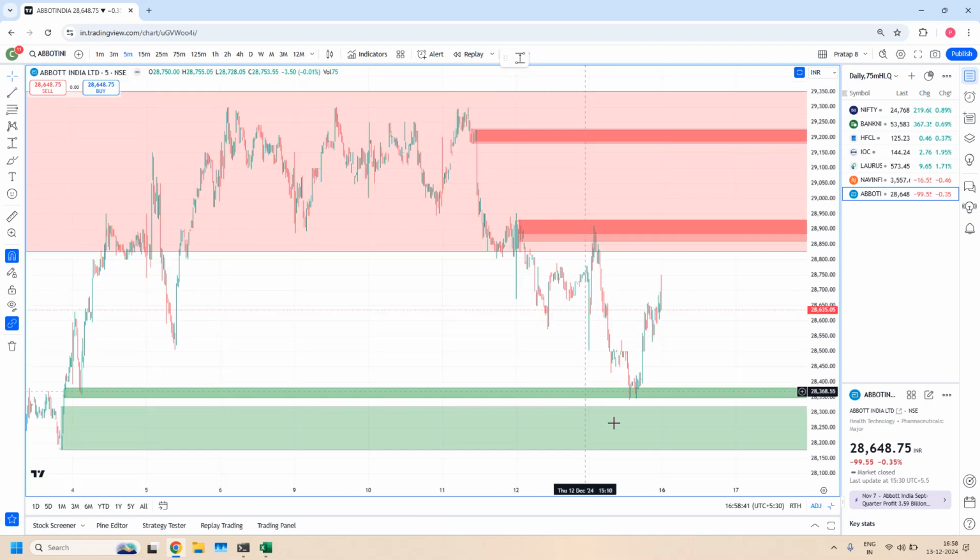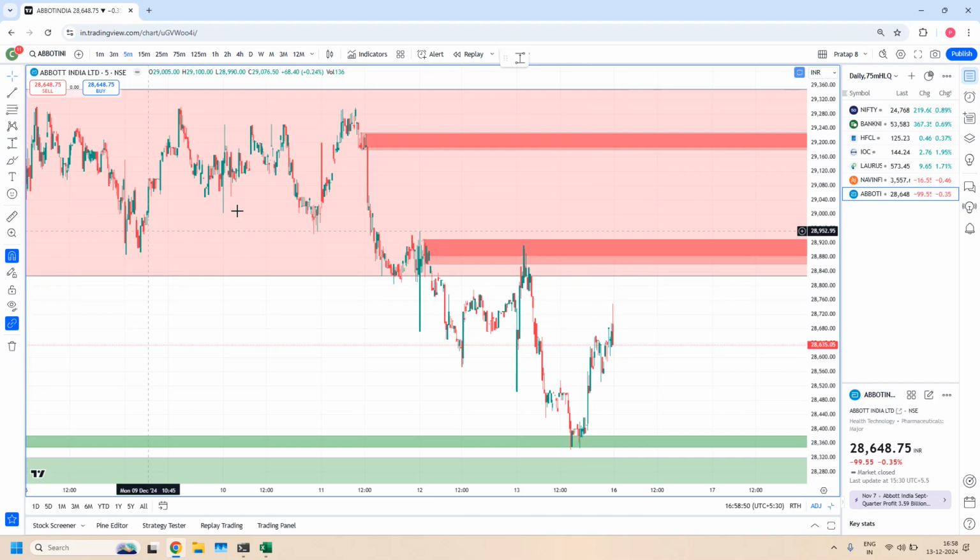At the time you should not compromise, you should not be greedy for the small extra profit you are going to get. So that's why we should exit somewhere here to book the profit within this zone.